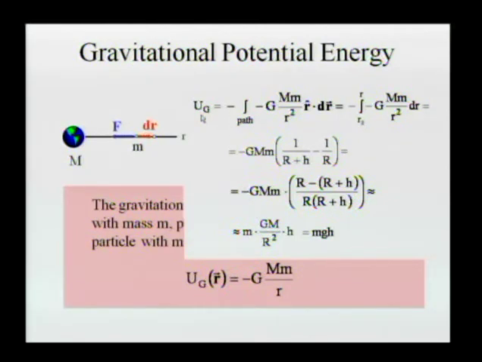Now which one is more accurate? Which formula for gravitational potential energy, the one which we just derived, or the previous one? No, that one. The other one is approximate, provided that you don't go too high up, so that you can assume that the gravitational force does not depend on your position.